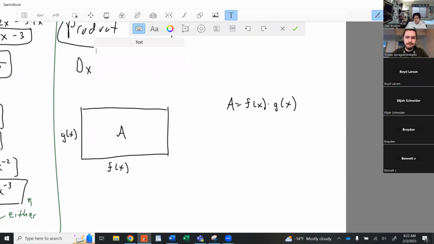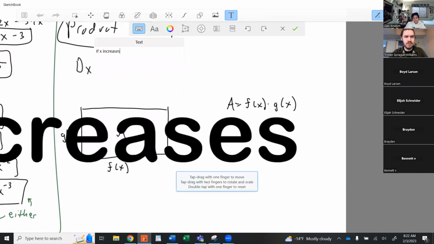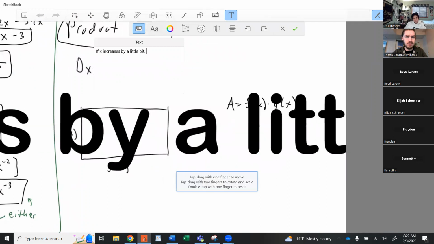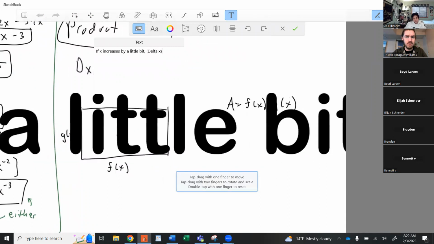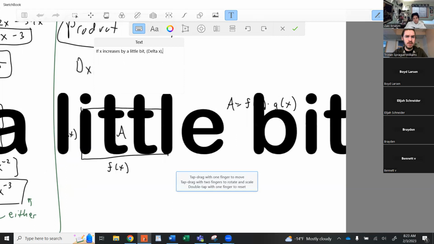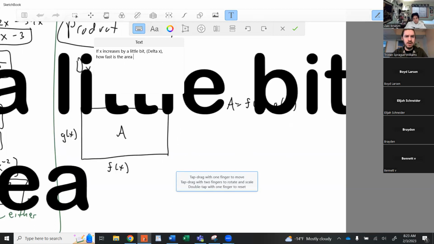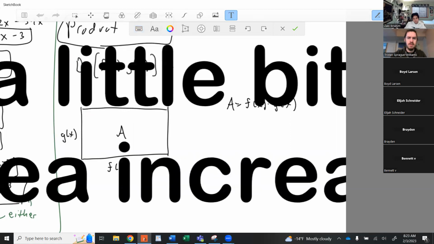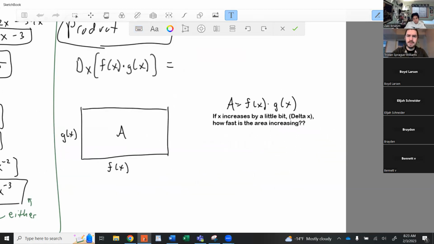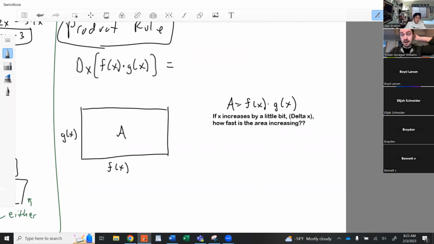Okay. If x increases by a little bit, delta x, how fast is the area increasing? That's basically what we want to know here. Because our, what do I want to say?